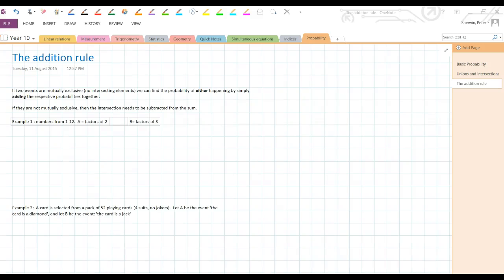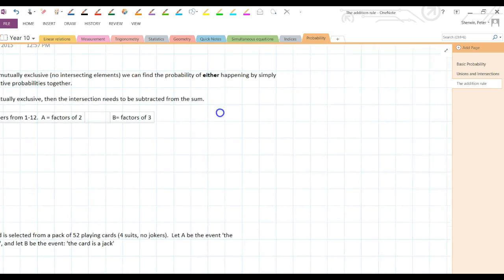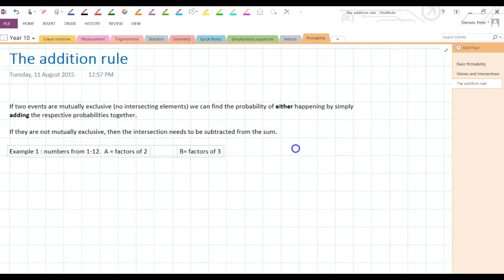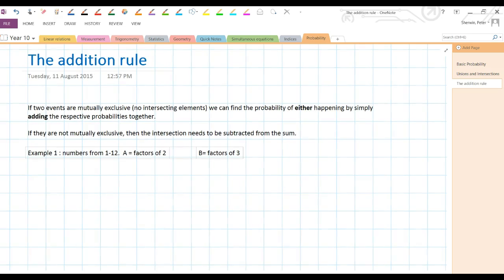Okay, we're going to look now at the addition rule for probability. And what we need to take into account is whether or not there are any elements in the intersecting set. So if we're looking at 2 or 3 or 4, whatever number of elements, if we want to find out the probabilities of either A or B or C happening, then we add all the probabilities up.